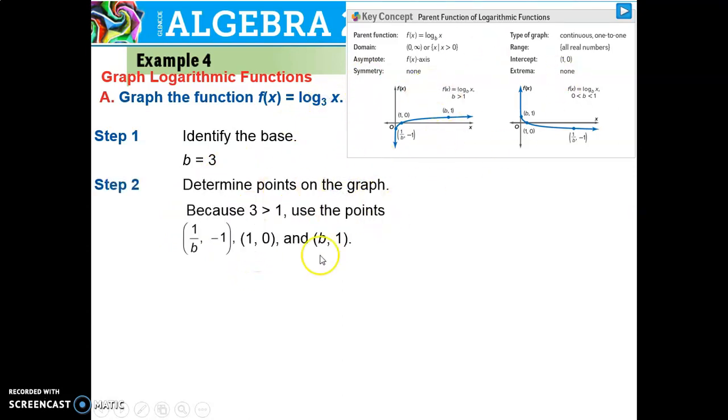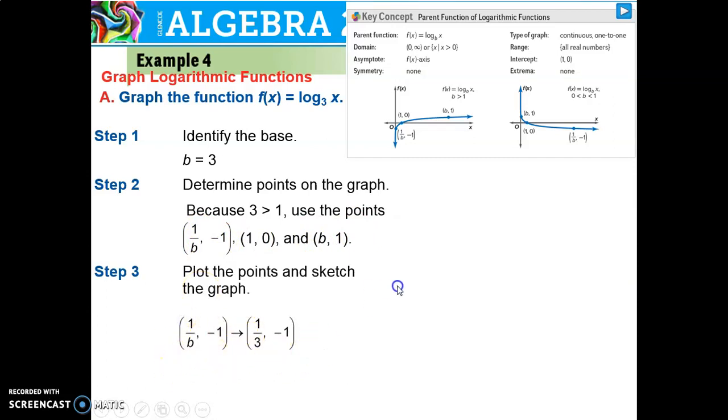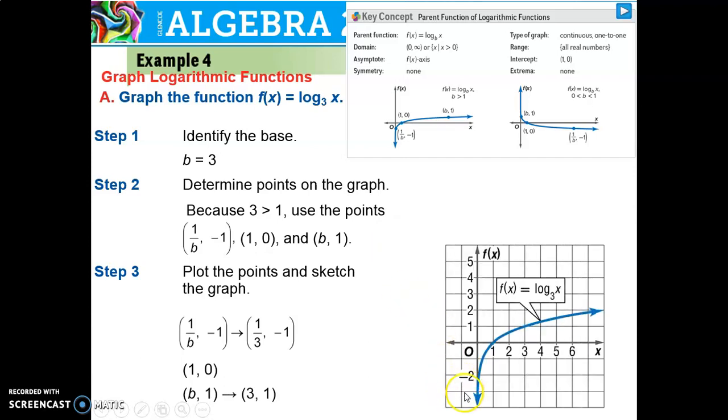Using this information, we know it's going to have (1/b, -1), (1, 0), and (b, 1). So let's just replace b with 3. That's going to be (1/3, -1), (1, 0), and (3, 1). Put those points on the graph and go ahead and connect the line in this basic shape.